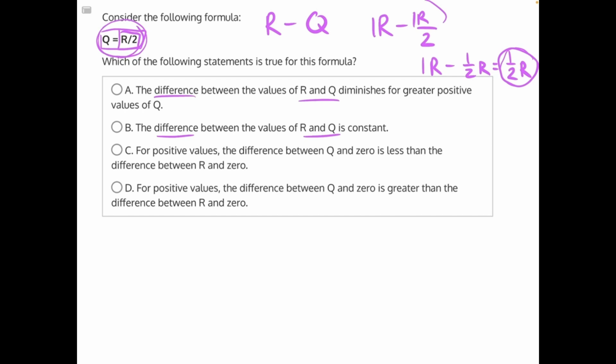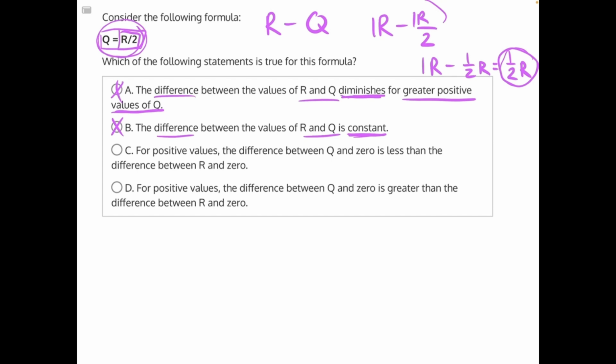So for greater positive values of Q, if the value of Q goes up, then the difference is also going to go up because they are the exact same value. It's not going to diminish. So A is incorrect. B is also incorrect because it says that the difference is constant. 1/2 R has a variable, which automatically makes it not constant and makes B incorrect.